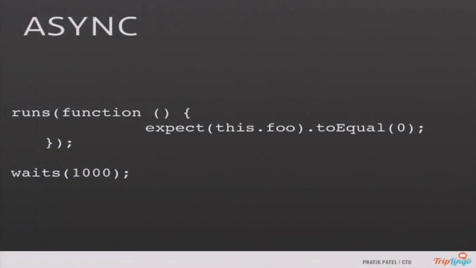So runs is a construct that allows you to separate different blocks of test code that should be executed. And obviously waits is just something that causes your test to wait for a set amount of time. So if we have a look at a couple of these.